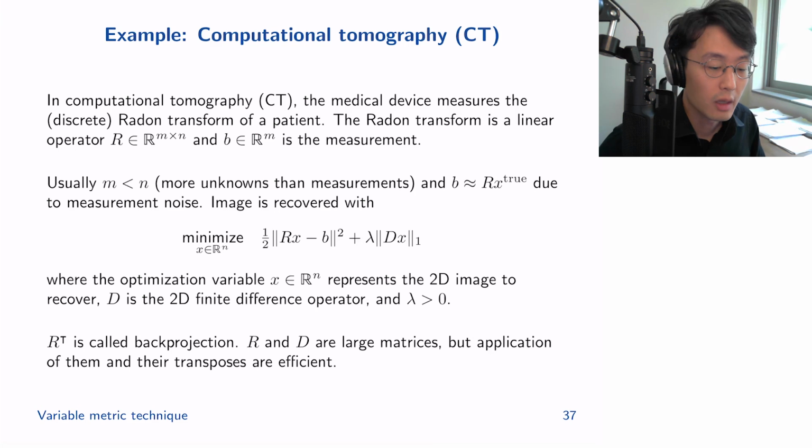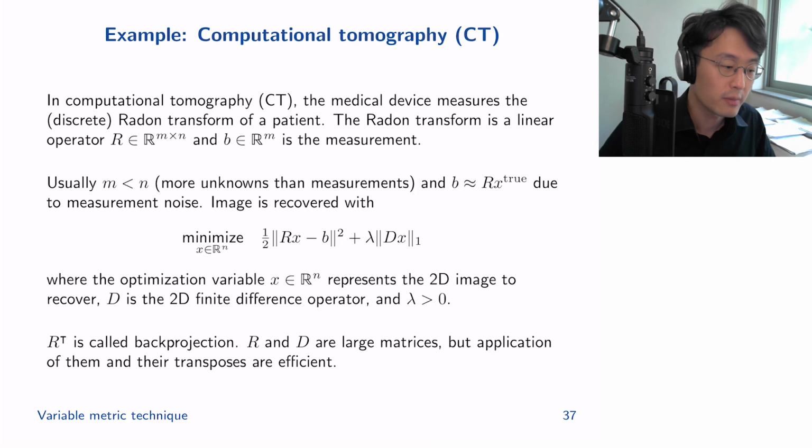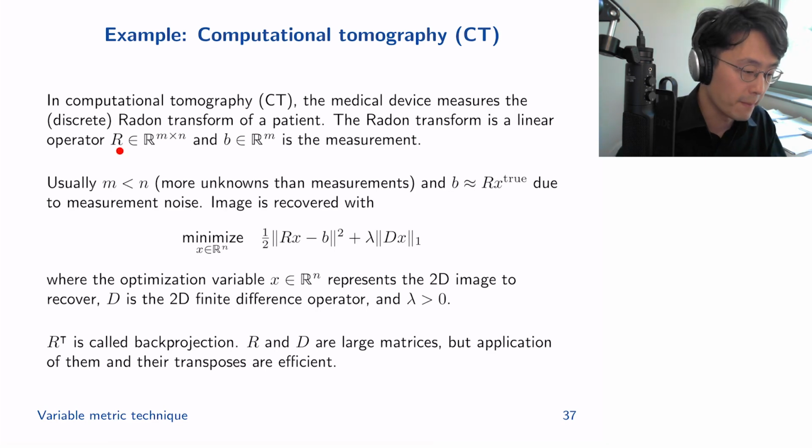patient's chest. For the purposes of this discussion, we can think of the Radon transform as a transform much like the Fourier transform, and when discretized, it can be represented via the matrix R. So the discrete Radon transform operator is a matrix. It's an M by N matrix, and the measurement B is the measurement that we use to reconstruct the unknown X.